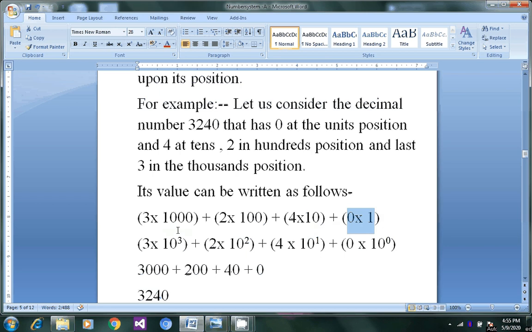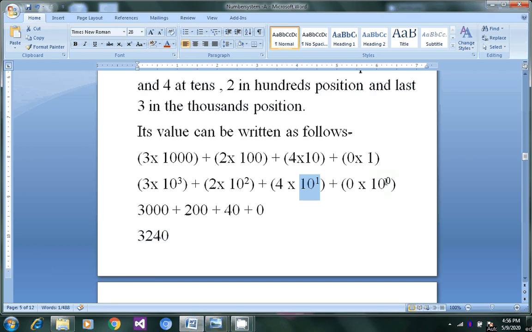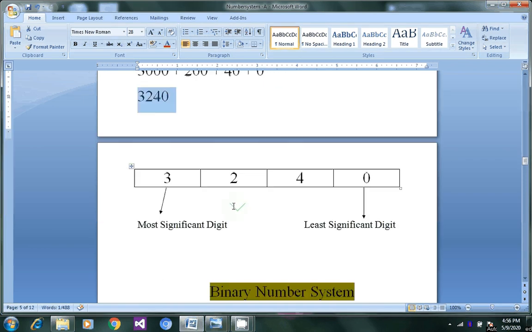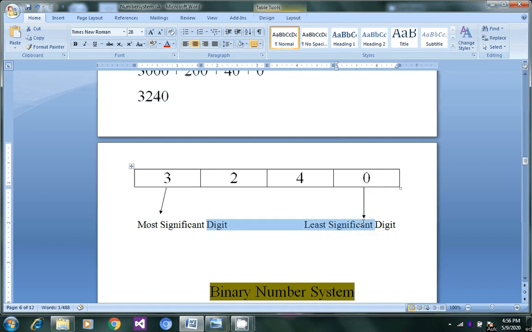3 into 10 to the power 3, that is 1000. 2 into 10 to the power 2, that is 100. 4 into 10 to the power 1, that is 10, and 0 into 10 to the power 0. 10 to the power 0 becomes 1, and 3000 plus 200 plus 40 plus 0 is equal to 3240. Here 0 is the least significant digit and 3 is the most significant digit.